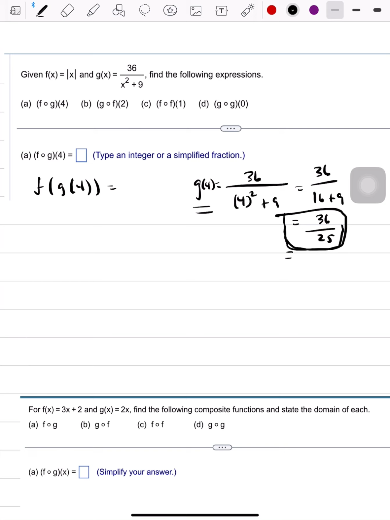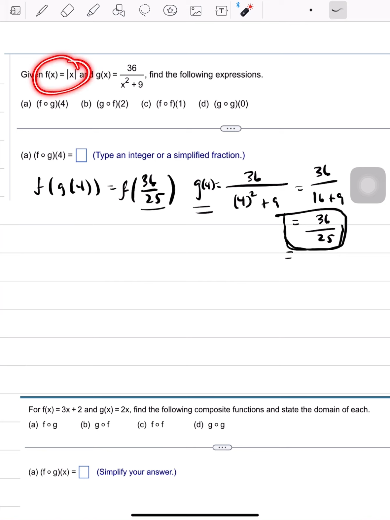You plug it in. So now we have f of 36 divided by 25. All right. Now this becomes your new question. What is f of 36 divided by 25? I realized what I just did when I was reading this top function.